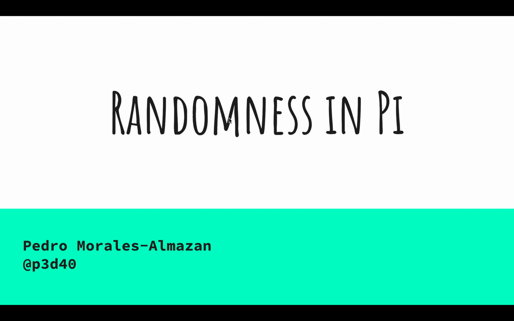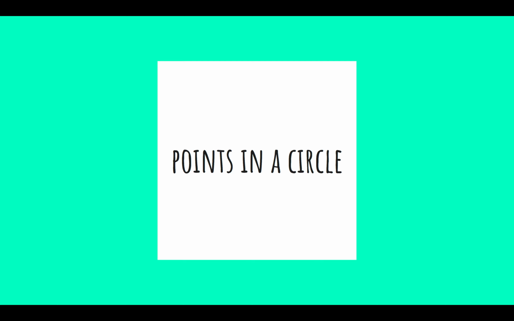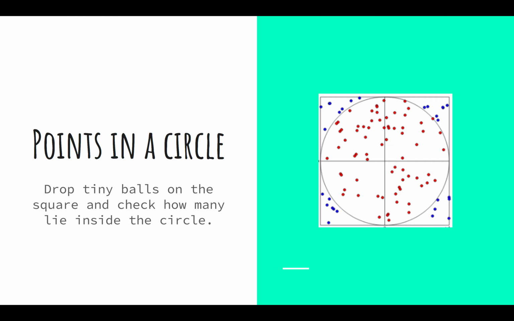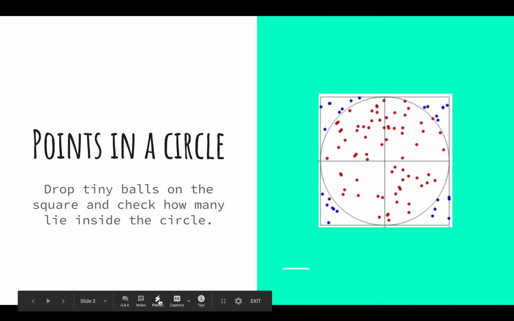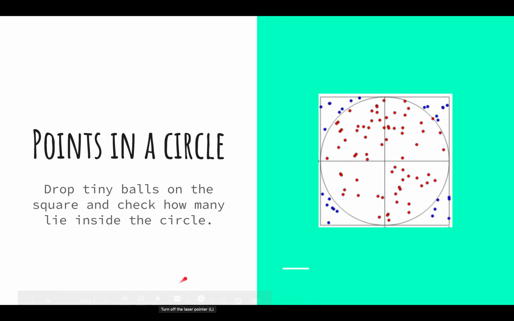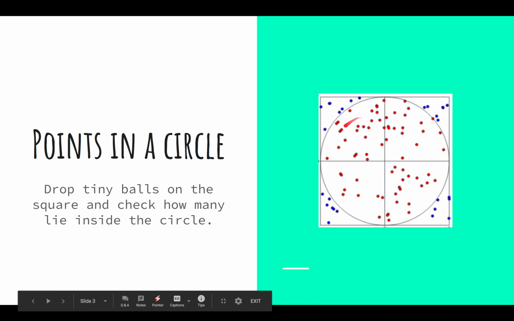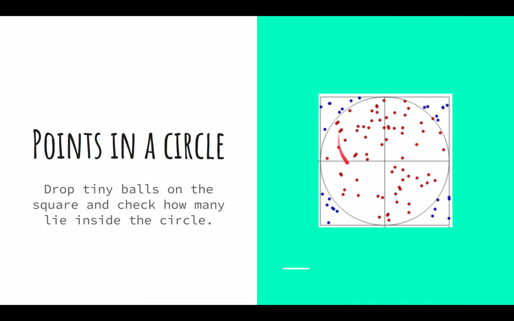Here, for example, we're talking about randomness in pi. You can talk about the Monte Carlo method, and you can give a little description of how this helps us to compute pi. So we can say that if we do this experiment and drop some points into a circular region and a square region, then the number of points inside and the number of points outside can be used to compute pi in a random way.